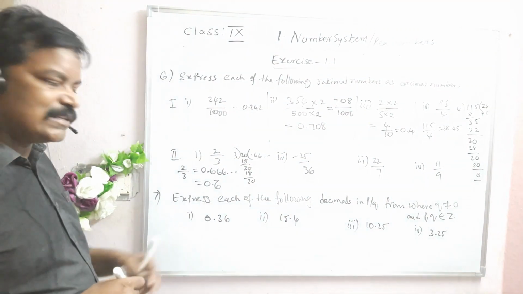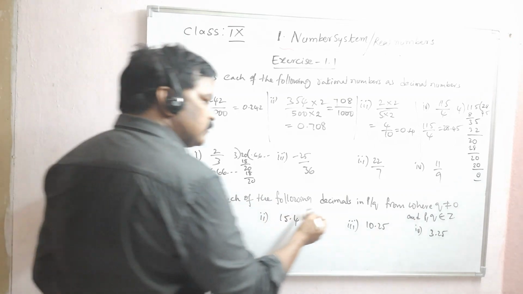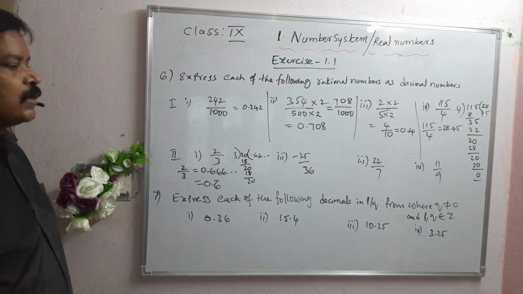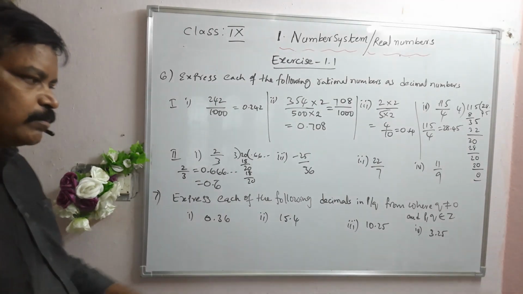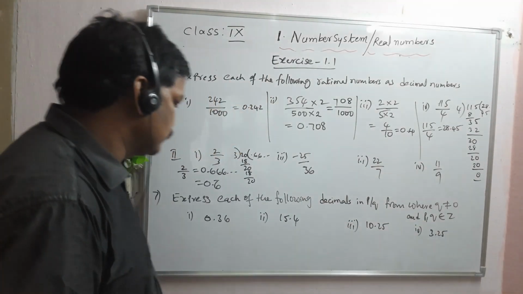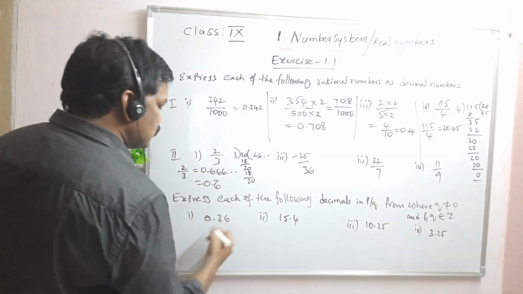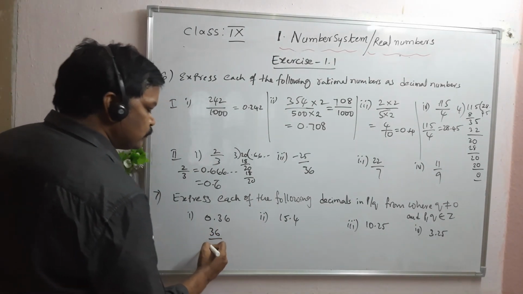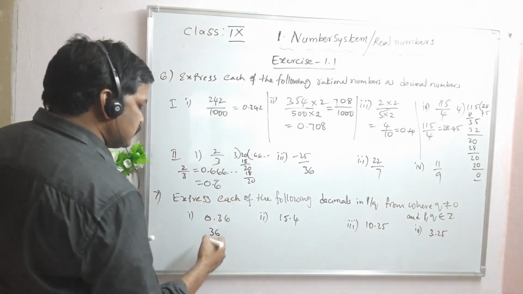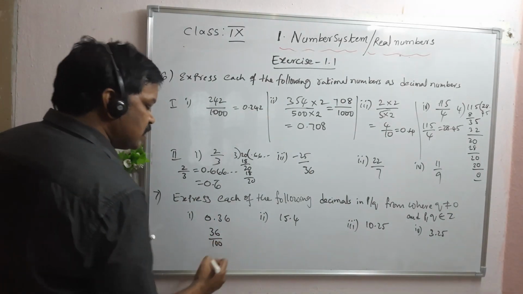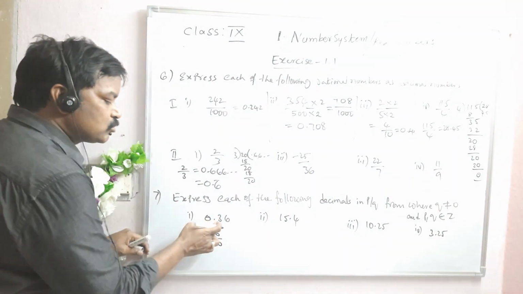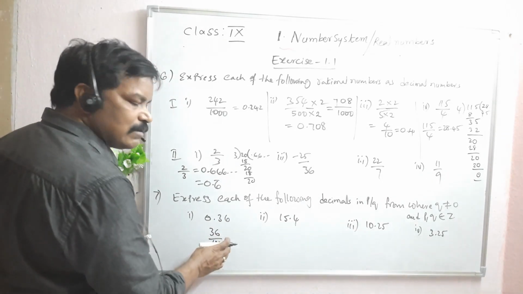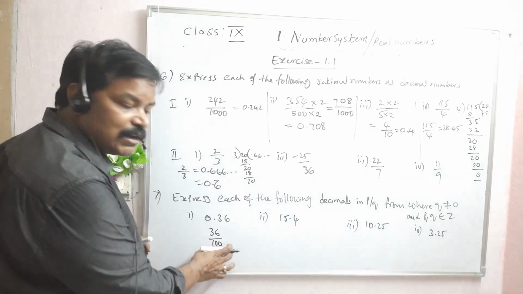So coming to the seventh set, express each of the following decimals in p by q form where q is not equal to 0 and p, q are integers. Right, it's very simple. 0.36. Just change these decimal fractions into rational numbers, means fractional form. 36 by 100. How? There are 2 digits after the decimal point. To remove the point, we should divide with 100. That means 36 by 100.